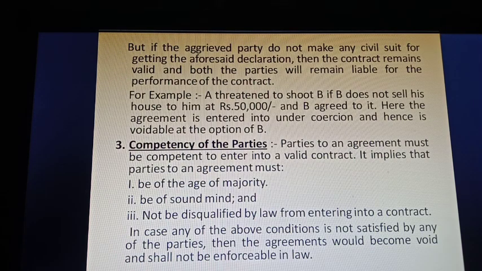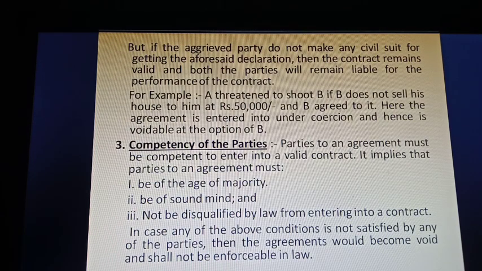But in case any of the above conditions is not satisfied by any of the parties, that means they are not major, if the parties are not of sound mind, if the parties are disqualified by law from entering into the contract, then what will happen?